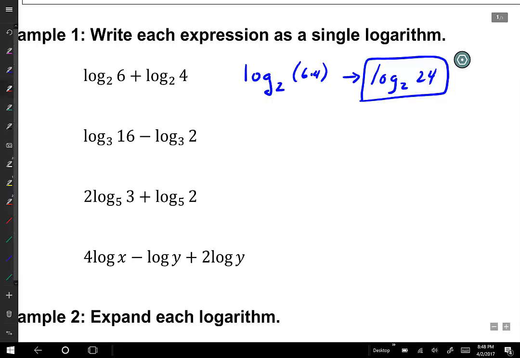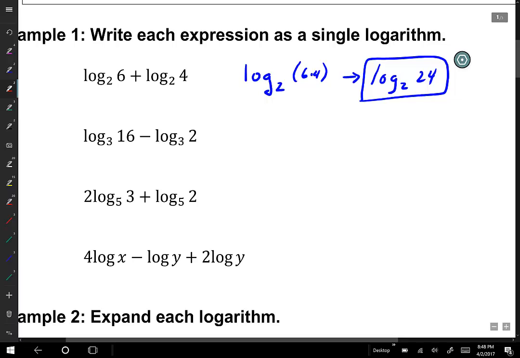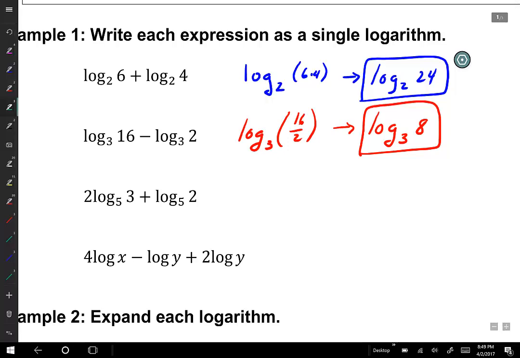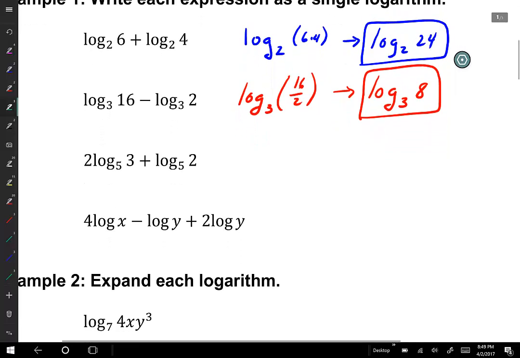Pretty straightforward. Multiplication on the inside of a logarithm becomes addition on the outside. Our second one, log 16 minus log of 2, both base 3. Well, subtraction outside a logarithm becomes division inside a logarithm, still with base 3. And so that leads us to log base 3 of 8. So hopefully you're seeing these are very straightforward as we're just learning a couple new rules of manipulation of logarithms.